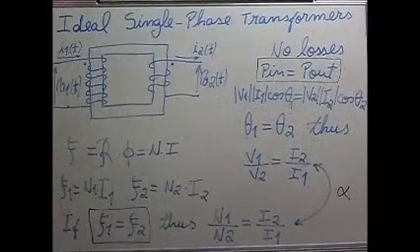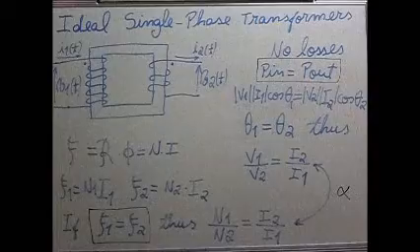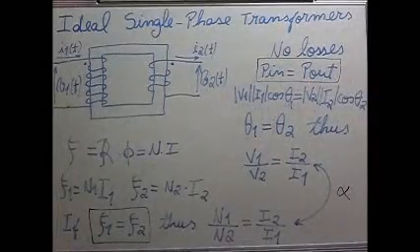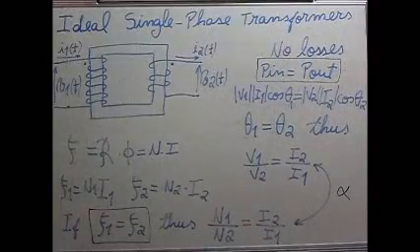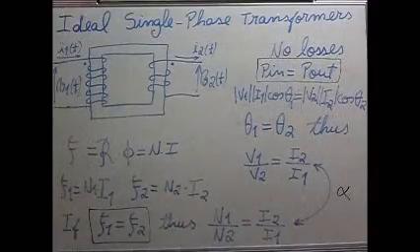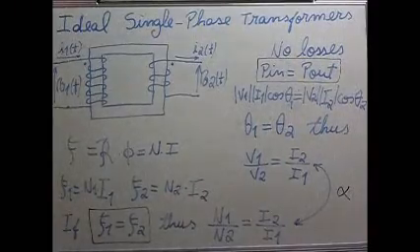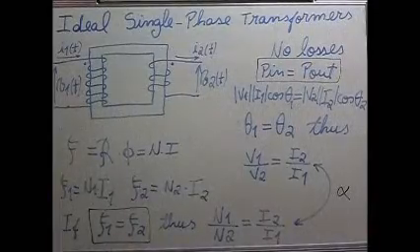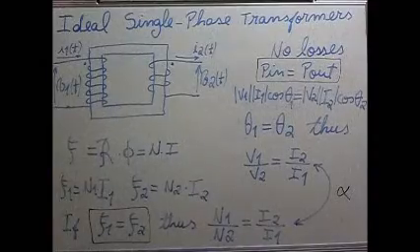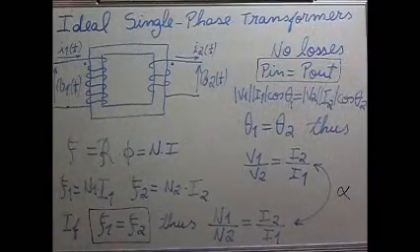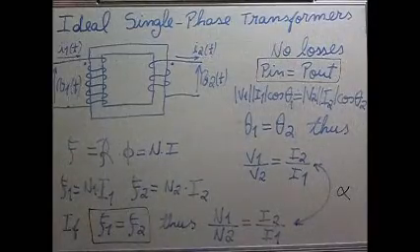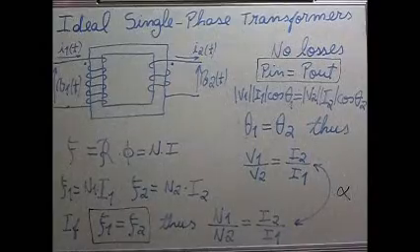P in is the absolute value of V1 times the absolute value of I1 times the cosine of the angle between V1 and I1, which is represented by theta 1. What is P out? P out is the absolute value of V2 times the absolute value of I2 times the cosine of the angle between these two vectors, which is represented by theta 2.